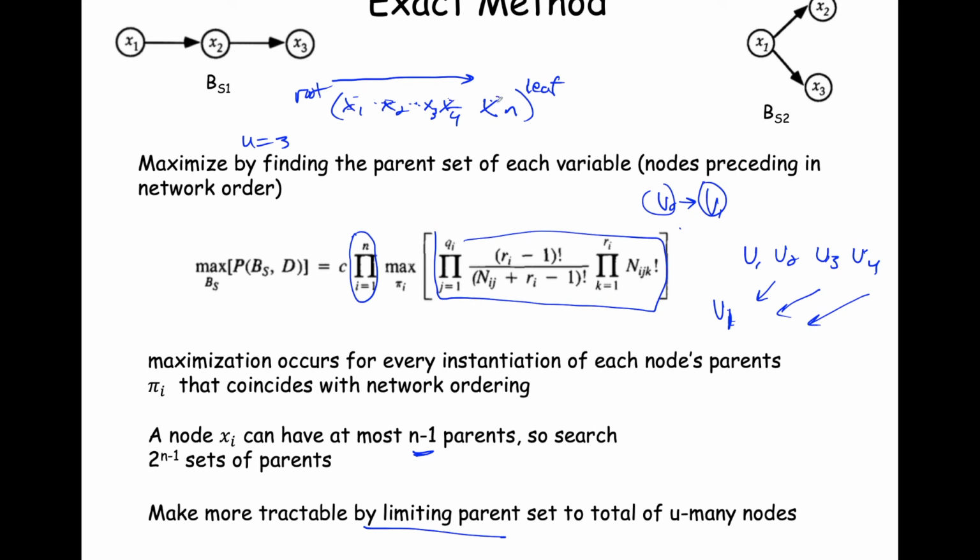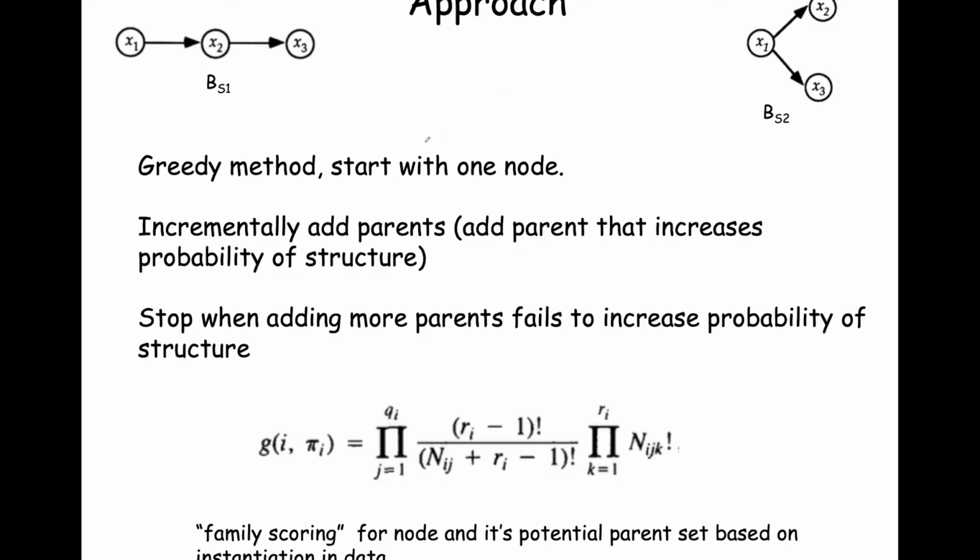And then for the next one, we'd say, all right, well, if U is equal to 3, we only consider, is this its parent? Is that its parent? Is that its parent? Nope. And you only consider a parent set of a maximum size, and that limits the search that you're trying to do when you're trying to find parents for a particular node. And so you can limit the parent set to some number of nodes.